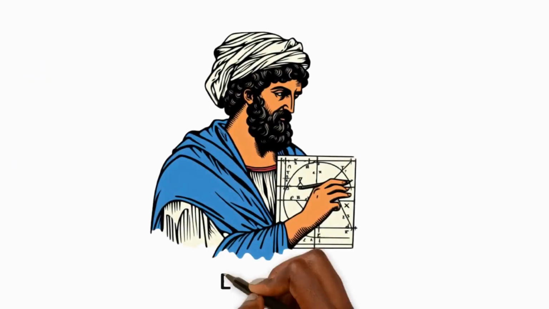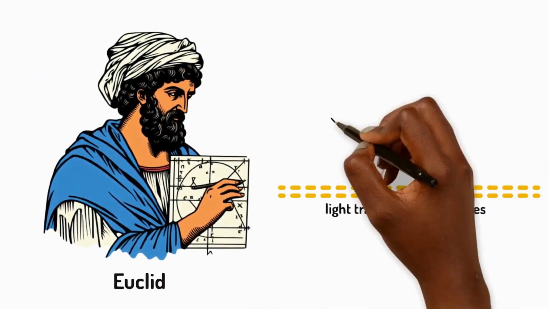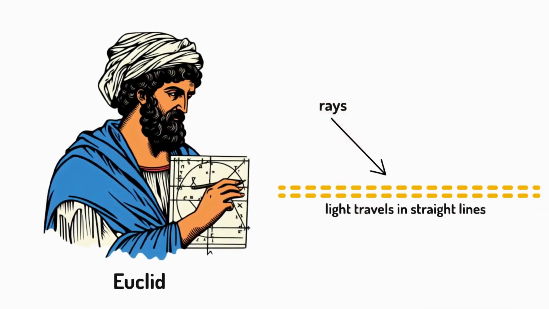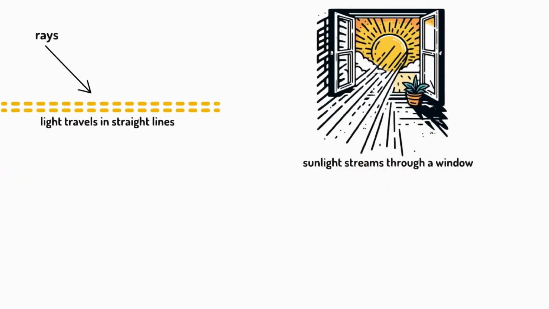A long time ago, a Greek mathematician named Euclid discovered that light travels in straight lines. We call these straight lines rays. We can see light travelling in straight lines all around us. For example, when sunlight streams through a window, it creates straight beams of light onto the floor.